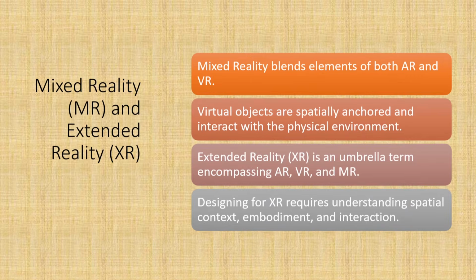Now, let us talk about two other terms, which are mixed reality and extended reality. They do not figure in the course title, but they are also important to understand in this context. So, mixed reality is a term that talks about blending elements of both augmented reality and virtual reality. So, it is about blending AR and VR. So, virtual objects, if they are spatially anchored in the physical environment, but you can also interact with them. If you can interact with the virtual objects, that creates what is known as mixed reality. Now, extended reality or XR is an umbrella term that covers AR, VR, MR, all of them together.